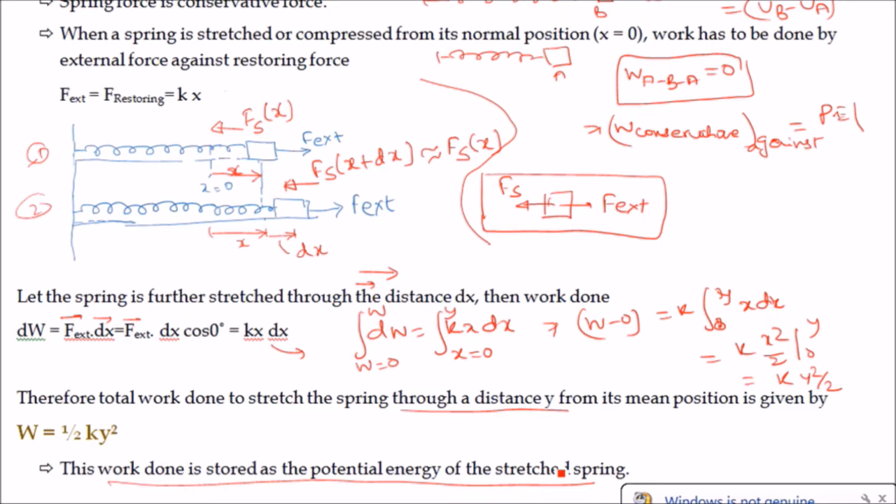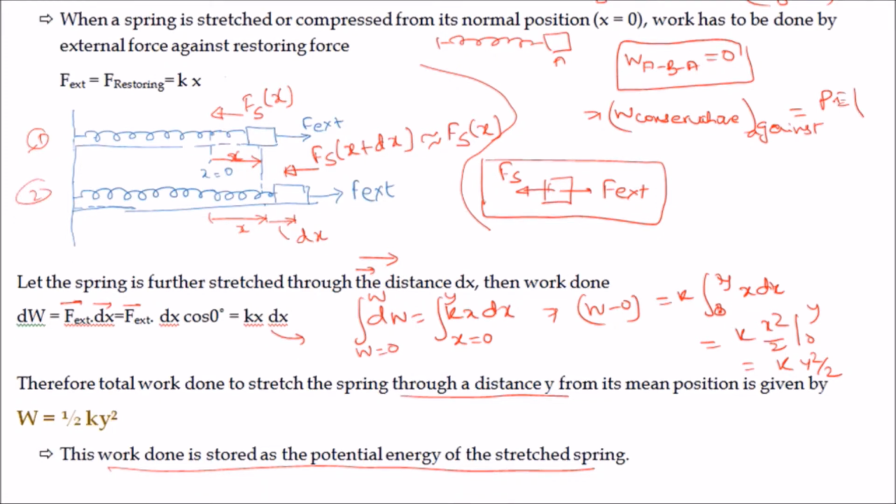So how did we get this work done? We had to calculate the work done by this external force, and this external force is not constant, it's a variable. So we take an arbitrary distance x and make an infinitesimally small displacement dx, and we calculate the infinitesimal work done for this dx, and we get dW equal to kx dx. Now if we integrate it, we get the total work done to stretch the spring through a distance y, and this work done is stored in the spring as potential energy.